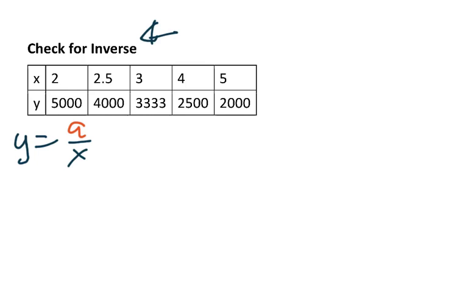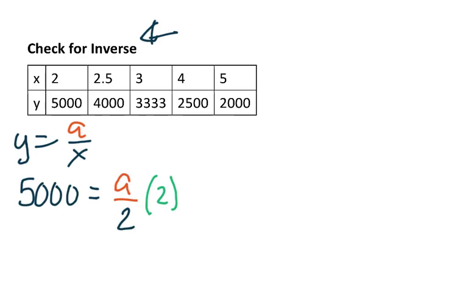Well, my first y value is 5,000, and that is equal to a over my x value. My x value is 2. So I will multiply both sides by 2. Multiply both sides by 2. So 10,000 is equal to a.